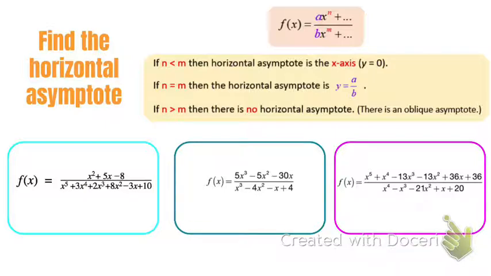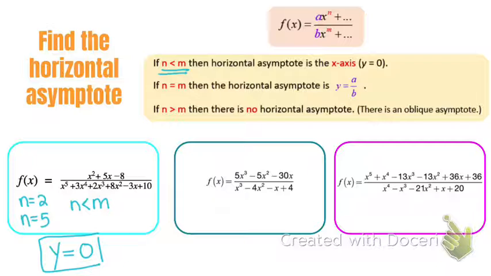So if we look at the first problem here, we see that the highest exponent in the numerator is 2. So that means n equals 2. And the highest exponent in the denominator is 5. So in this case, n is less than m. If n is less than m, then the horizontal asymptote is the x-axis. So the horizontal asymptote is at y equals 0.